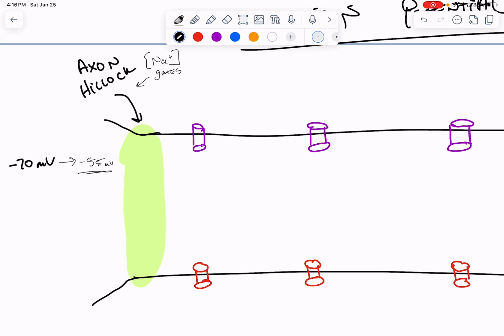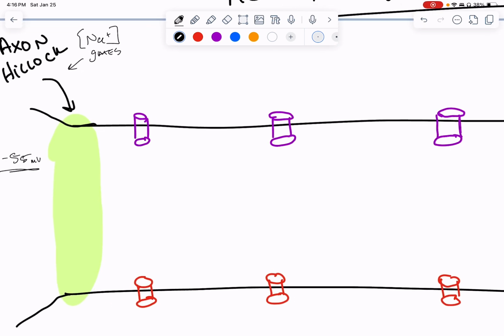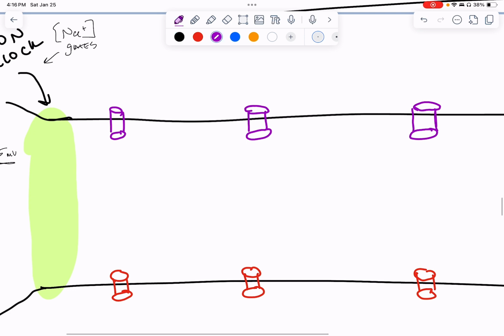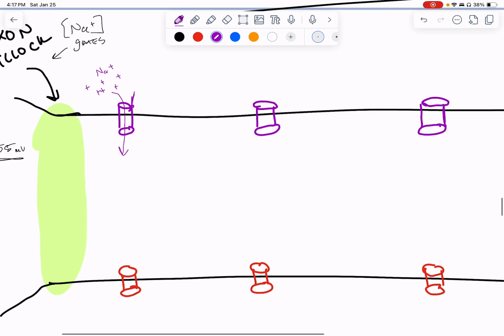So that's why this is important. Once we hit this negative 55 millivolts, this activation gate opens and it allows sodium in. These little purple pluses are all going to be our sodium particles. They're going to rush into the cell and change the inside of this cell from negative 55 millivolts to about positive 30 millivolts. And that's because it's bringing all of these positives in with it.